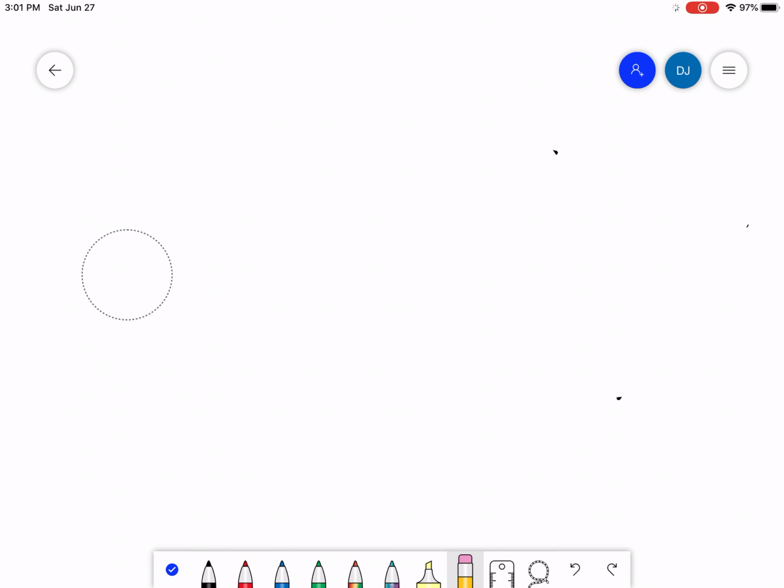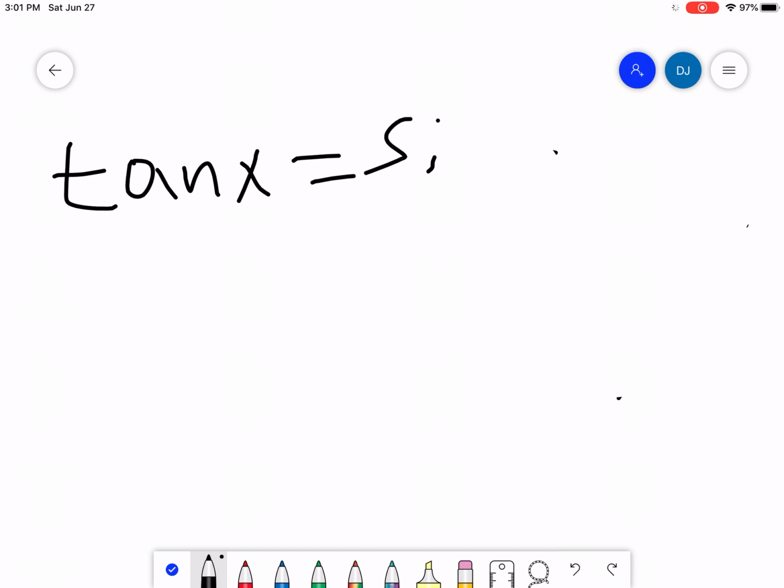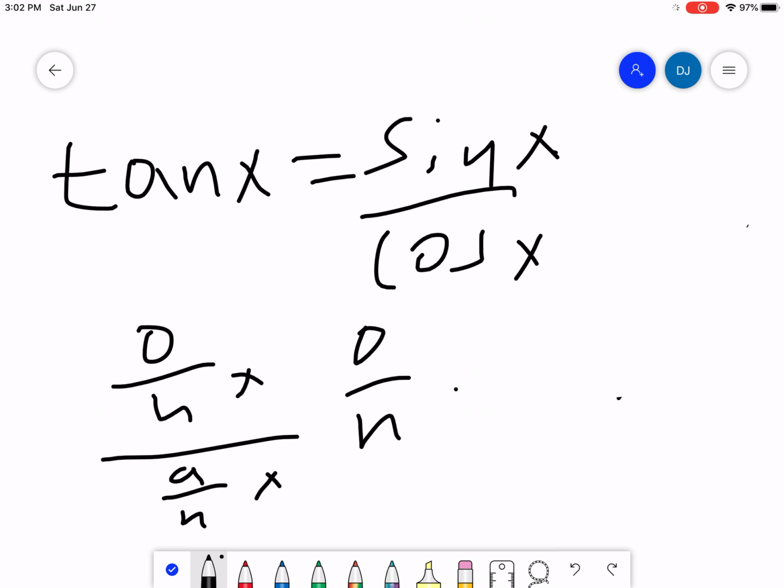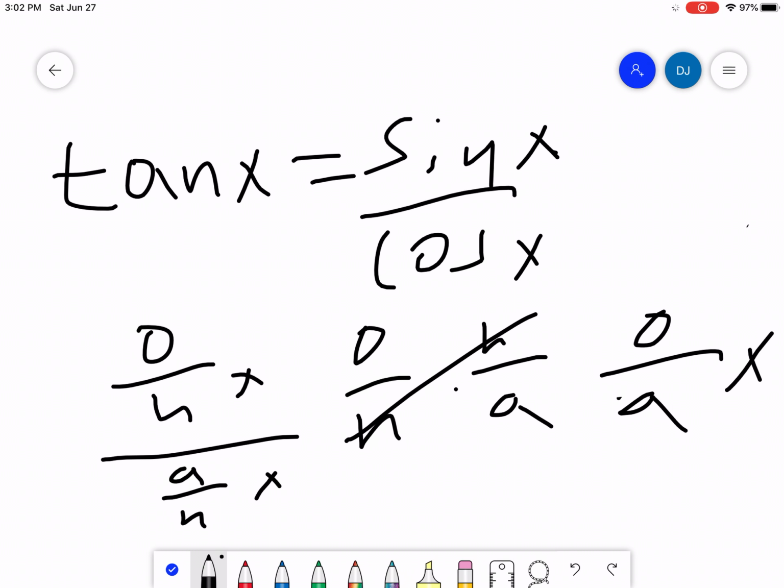Now let's talk about tangent. It's good to know that tangent of x is the same thing as sine of x over cosine of x. This is true because sine of x is opposite over hypotenuse, and cosine of x is adjacent over hypotenuse. If we rewrite it, we get opposite over hypotenuse times hypotenuse over adjacent, and then we cancel the hypotenuse out, and this gets opposite over adjacent, so it's tan of x. So that's why it works.